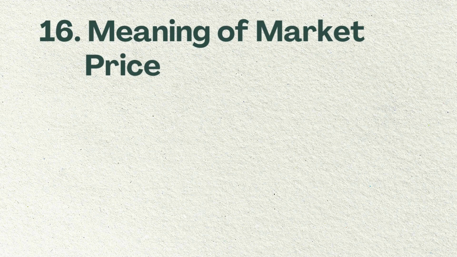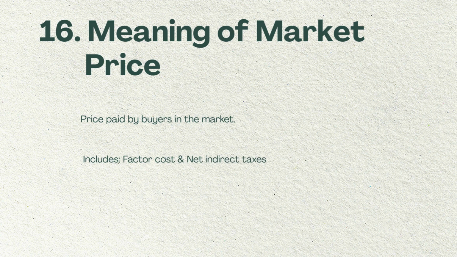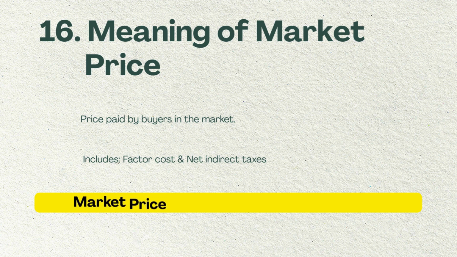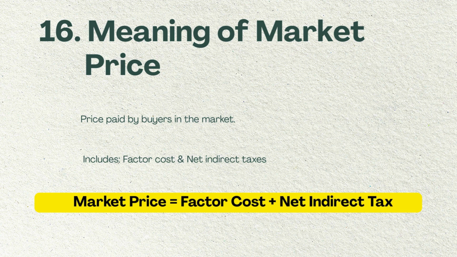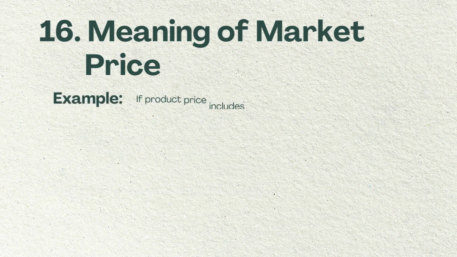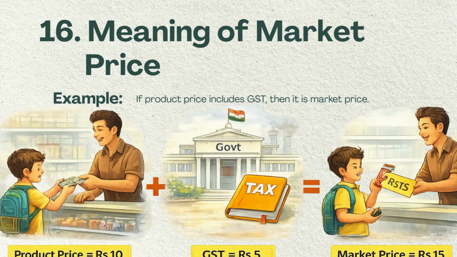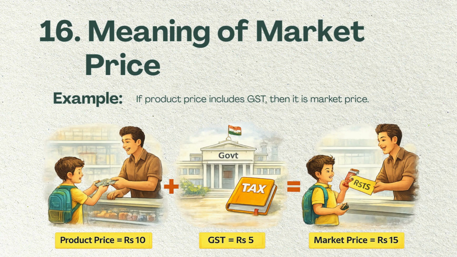16th, meaning of market price. It refers to the price paid by buyers in the market. It includes factor cost and net indirect taxes. So, the formula for market price is factor cost plus net indirect tax. For example, if a product price includes GST, it is market price. Here, the product price of chocolate is rupees 10. GST is rupees 5, so market price is rupees 15.